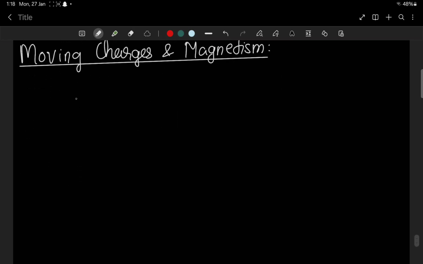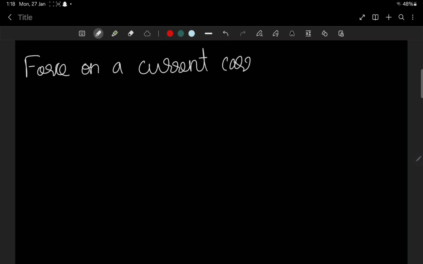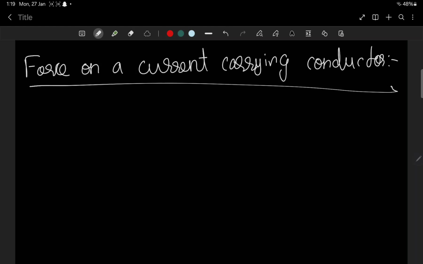First of all, what is Lorentz force? Lorentz force is an important topic in this chapter. That is F = Q(E + v × B). This is Lorentz force, right? So from here, the first derivation is the magnetic force on a current carrying conductor.